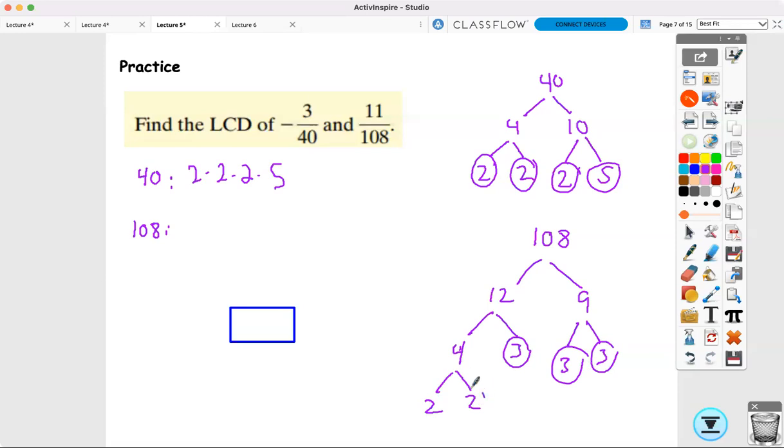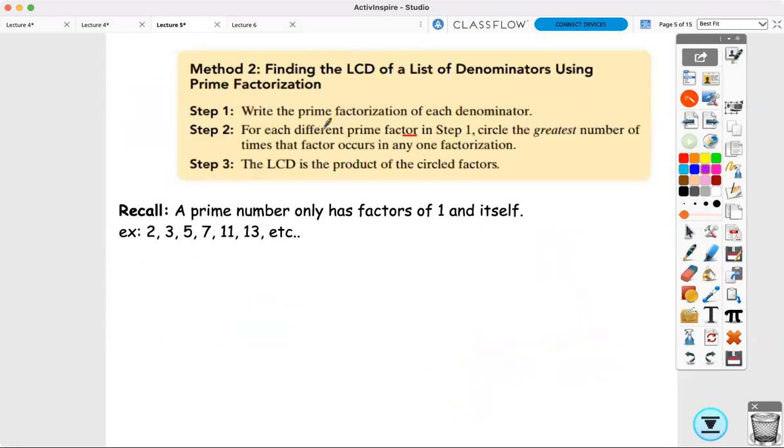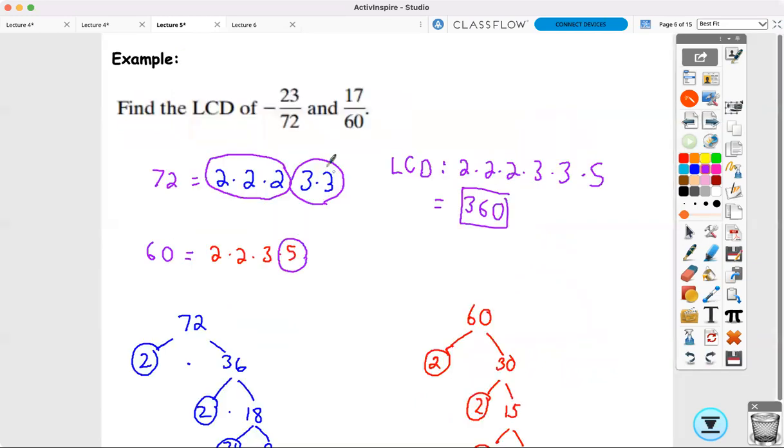2 times 2. So now we have 2 times 2 times 3 times 3 times 3. Now remember step 2, guys. Step 2 wants us to, for each different prime factor, circle the greatest number of times that they occur in any one factorization. So we're not going to circle the 2's here and the 2's there, because they're the same ones. We have to circle the ones where we see them the most.